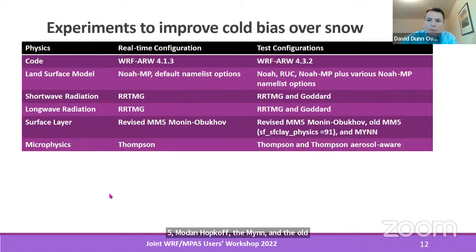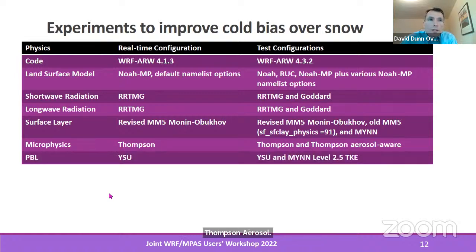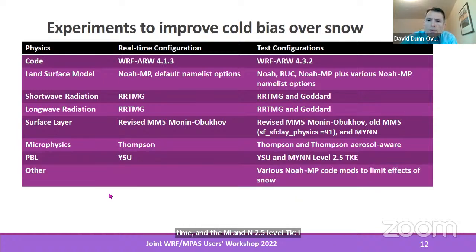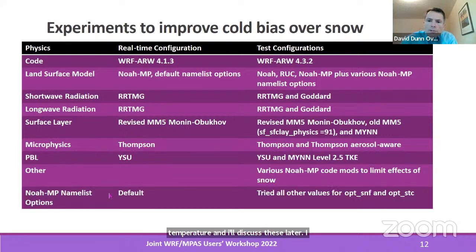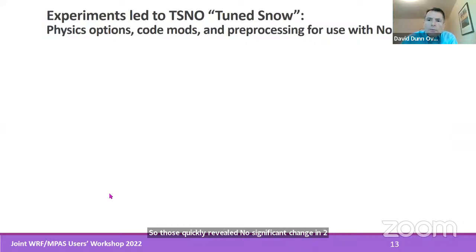For microphysics, there were Thompson and Thompson aerosol aware schemes. PBL schemes were the YSU, as in our real time, and the MYNN 2.5 level TKE. I tried various NOAA MP code modifications to limit the effects of snow on temperature, and I'll discuss these later. I tried various namelist options for the NOAA MP, though those quickly revealed no significant change in 2 meter temperatures over snow. As I iterated through all of these experiments, I arrived at a tuned snow, or T-snow configuration, which is a set of physics options, code mods, and pre-processing for use with NOAA MP.